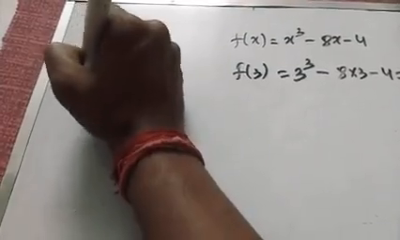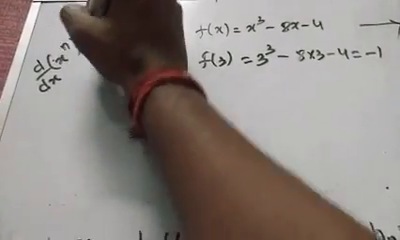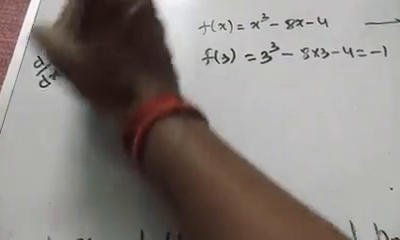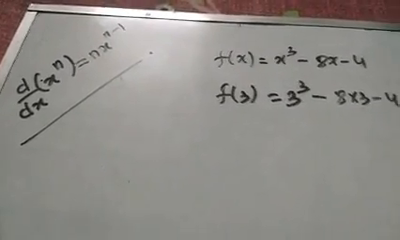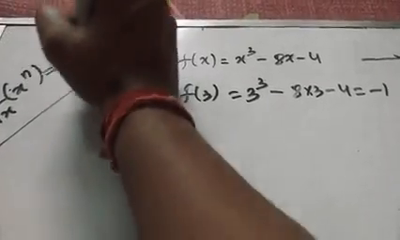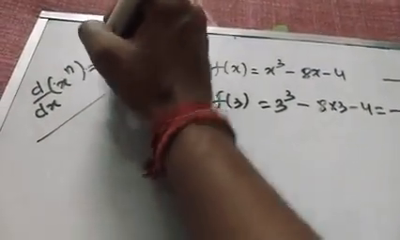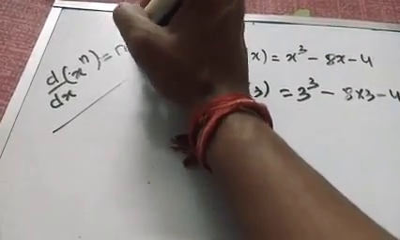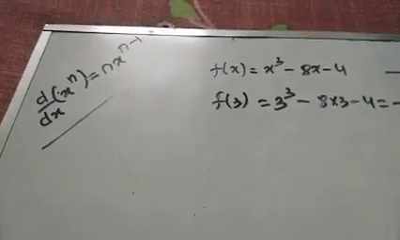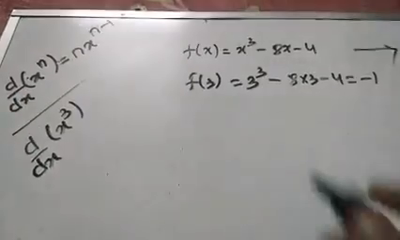That is, d/dx of x to the power n is n x to the power n minus 1. Just remember this formula. I am writing it again: x to the power n, n x to the power n minus 1. So for d/dx, where d/dx means derivative, of x cube, what will it be?